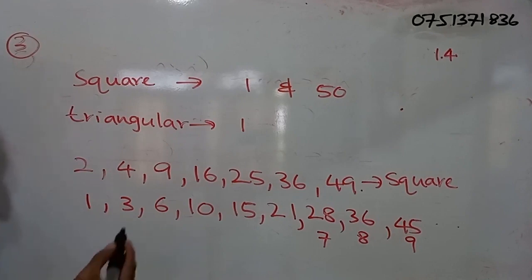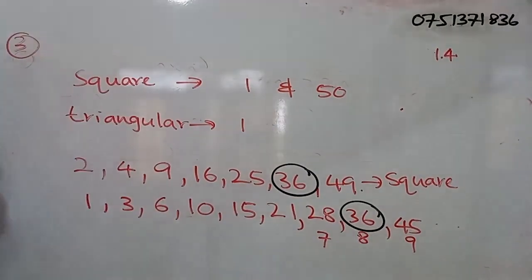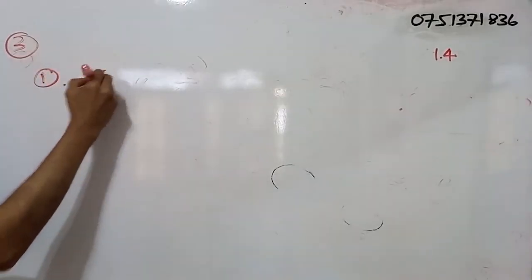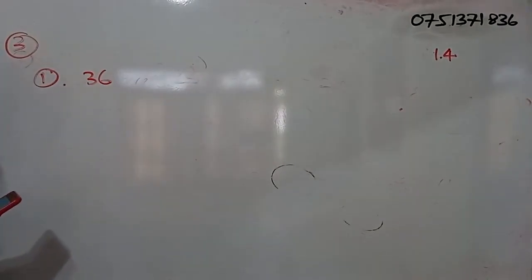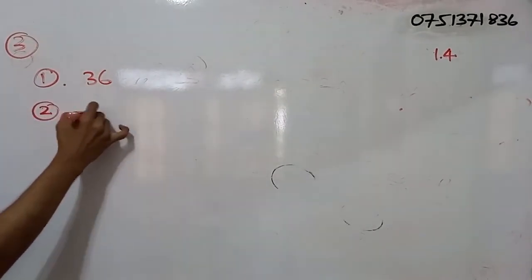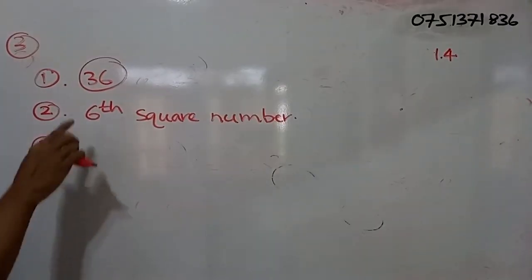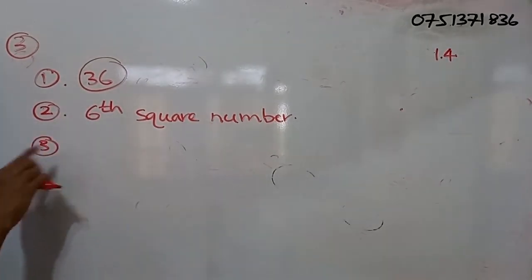What is the number? 36. Okay? So the term here is 36. Term is 36. Okay. Which square number is it? We know this is the 6th square number. Right. So they are asking which term this is.